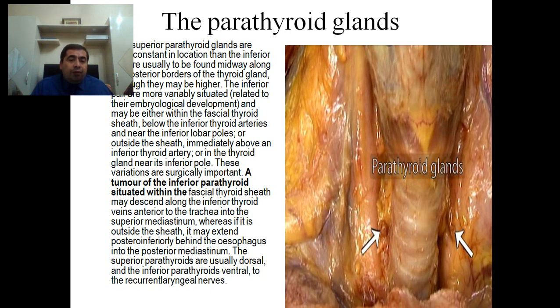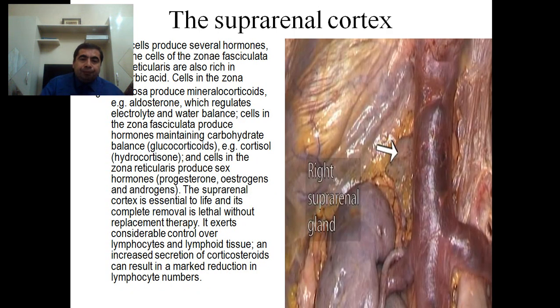A tumor of the inferior parathyroid situated within the fascial thyroid sheath may descend along the inferior thyroid veins anterior to the trachea into the superior mediastinum. Whereas if it's outside the sheath, it may extend posteriorly and inferiorly behind the esophagus into the posterior mediastinum. The superior parathyroids are usually dorsal and the inferior parathyroids ventral to the recurrent laryngeal nerves.